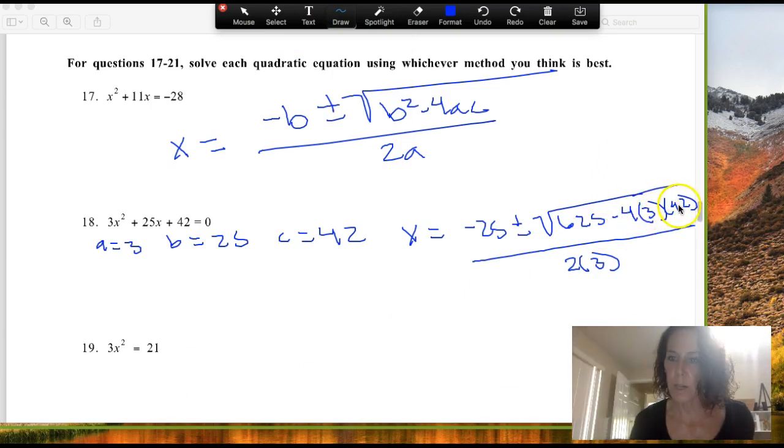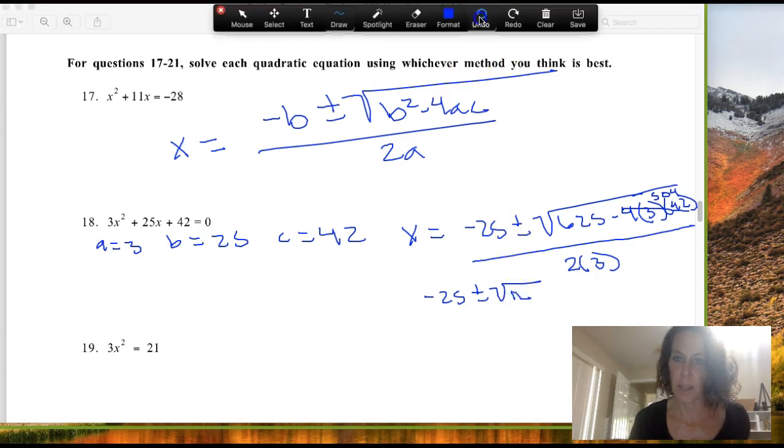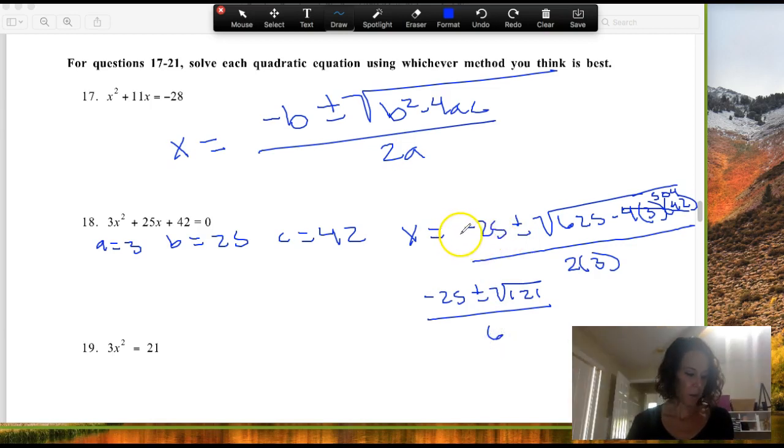Okay, 4 times 3 times 42 is going to be 504, all right? So I'm going to go 625 minus 504. If I do 625 minus 504, I'm going to get 121. So let's rewrite this. This will be negative 25 plus or minus the square root of 121, all over 2 times 3, which is 6. Now, is 121 a perfect square? It is. It's 11. Yay. So I'm going to go negative 25 plus or minus 11 over 6.